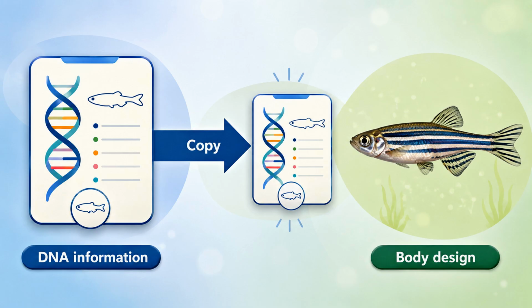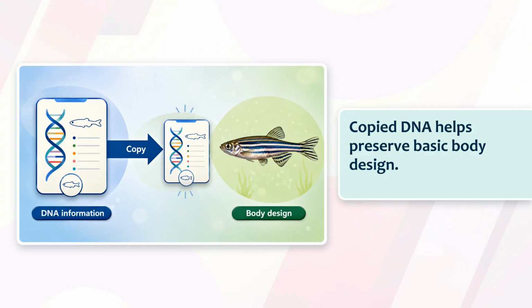DNA contains inherited information, and copying carries that information into new biological material during reproduction. Preserving most of the information helps maintain the same basic body design from one generation to the next. Now connect the copied information to the outcome. Copied DNA helps preserve basic body design. The information link explains why new organisms resemble their kind.